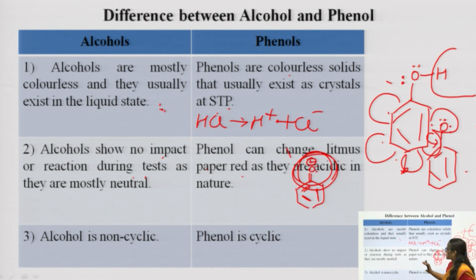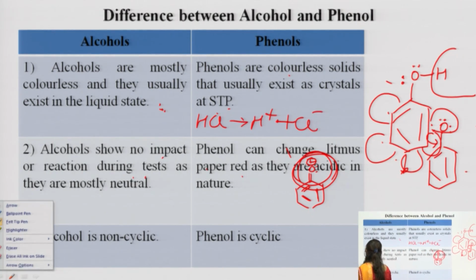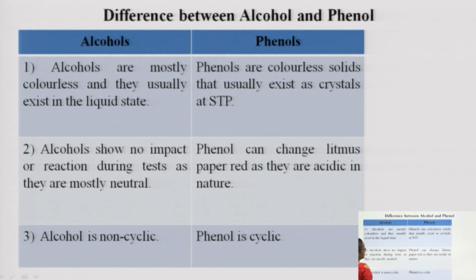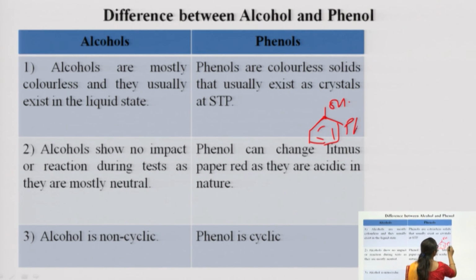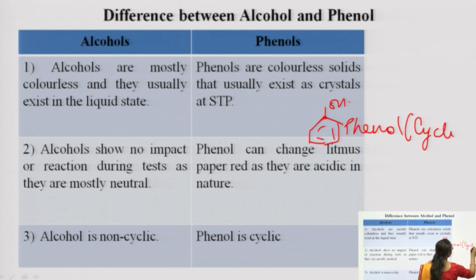The next very interesting point is that alcohol is non-cyclic, while phenol is cyclic. You have seen that the structure of phenol is this. This is phenol. So you can see that it is cyclic in nature.